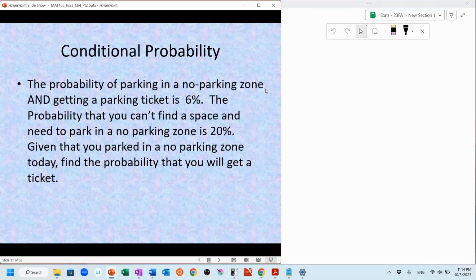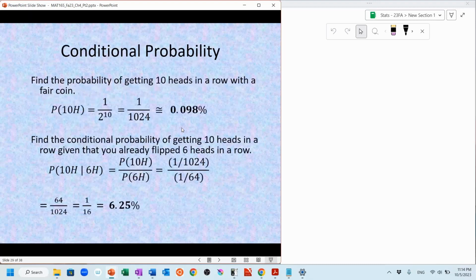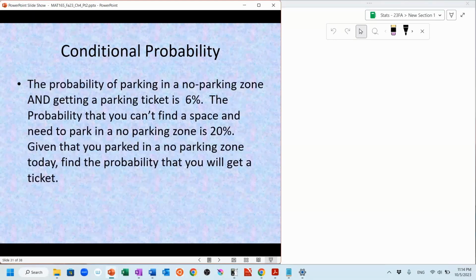Okay, so in our last class we had gotten to the section on conditional probability. And we mentioned that by rearranging our multiplication rule for dependent events, we can solve for probability of B given A, the conditional probability that event B occurs, given that we know that A has occurred. And we see that that will be equal to probability of A and B over probability of A. We talked about this coin flipping example in class, and this is about where we left off.